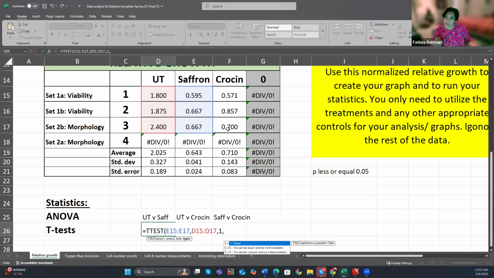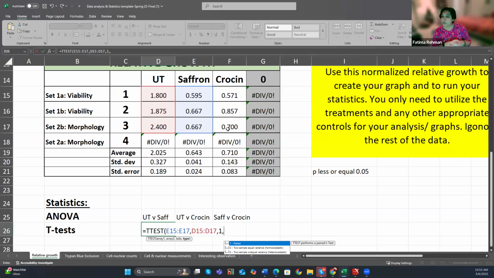Now, a paired comparison is going to be when you have the same cells in culture and you take multiple measurements from it. For example, in this case, if we were comparing start versus end confluence, that's a paired sample. But we are not doing that. We have normalized it, and now we are comparing between treatments. We're comparing untreated to saffron and crocin. So it's no longer a paired sample because each one was in its own little dish and was being treated independently of each other.